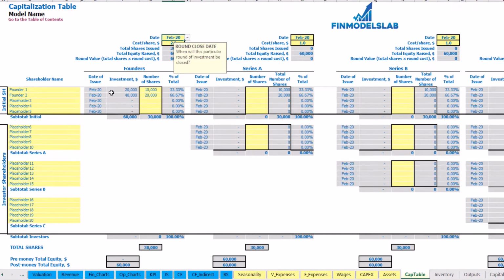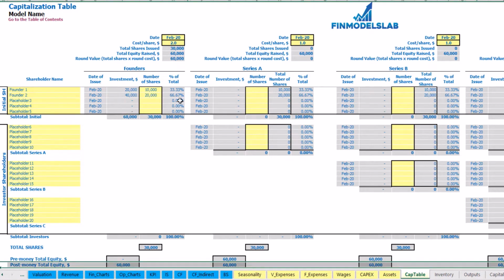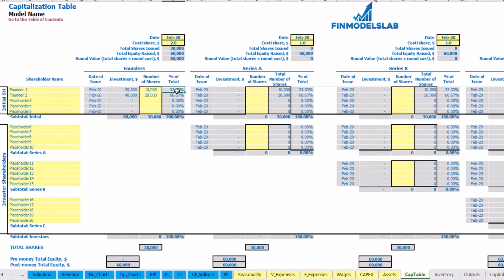This means that investment for founder 1 is $20,000, for founder 2 is $40,000. In total they invest $60,000, which you may see here. The dilution is 33 to 67% of shares. So let's pretend that for Series A we have one investor and the date of issuance is May. Cost per share is $5 per share and number of shares is 1,000. So total amount of investment will be $5,000.